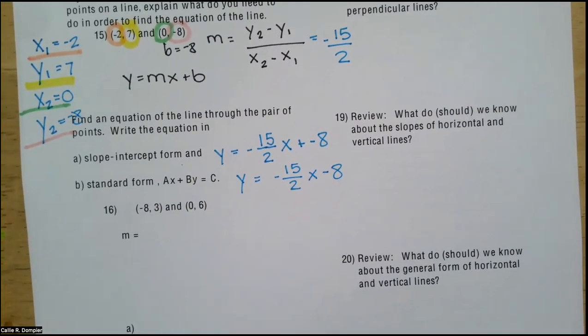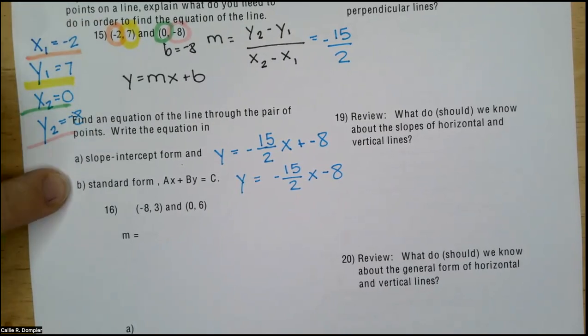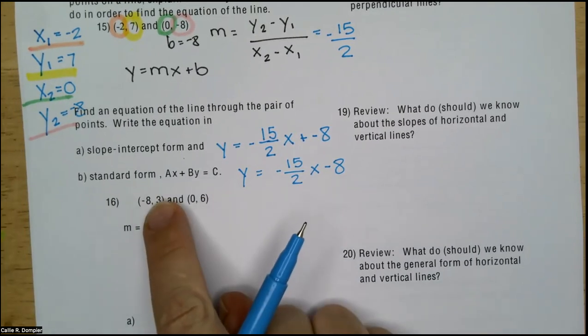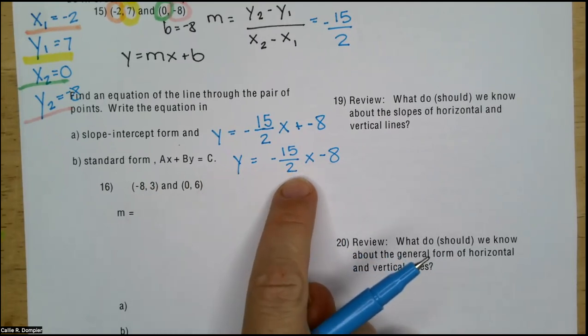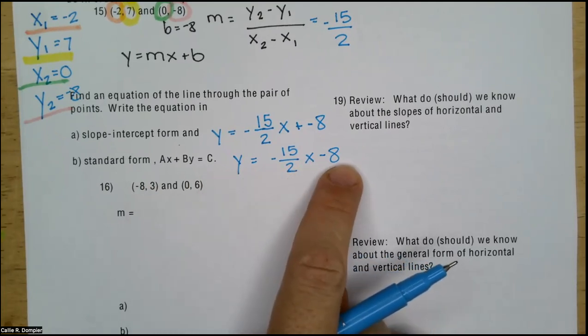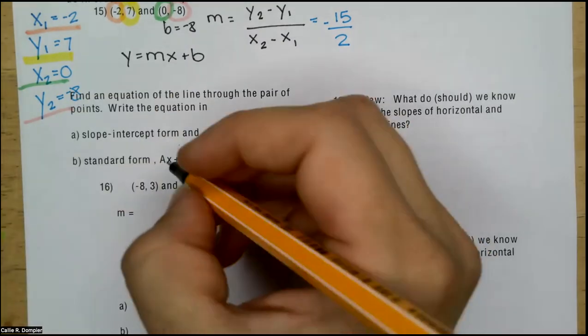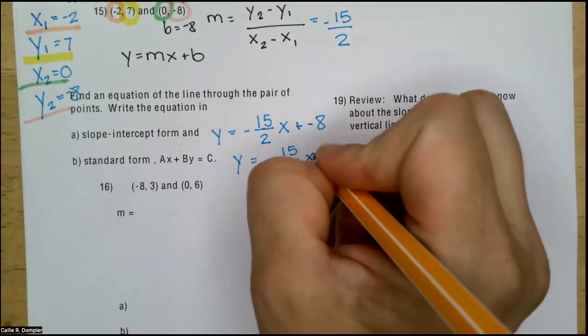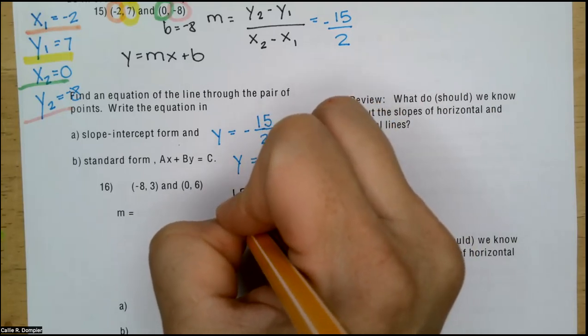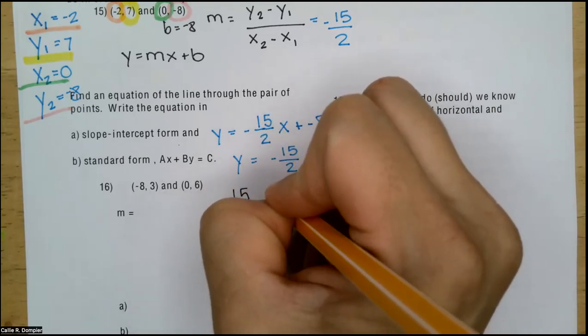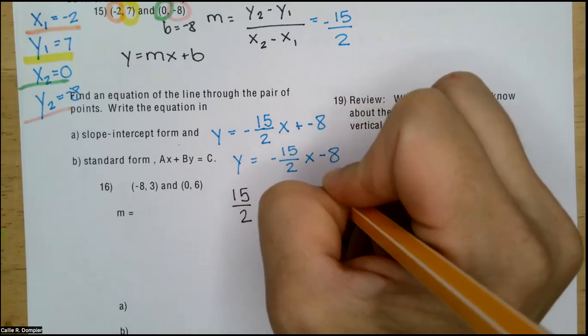Now, standard form. Oh, darn it. They didn't want us to do that point. They wanted us to do this point. Anyway, we'll keep going. Standard form. Okay. Standard form of y equals -15 halves x minus 8. Standard form is ax plus by equals c. So I'm going to move that over. And it's going to be +15 halves x plus y equals -8.